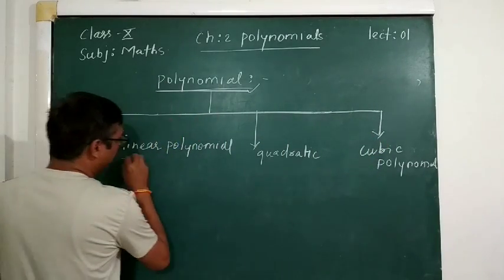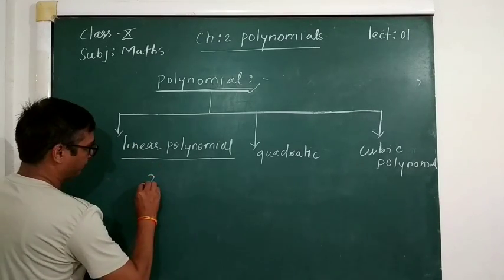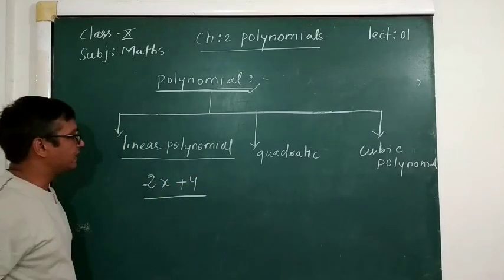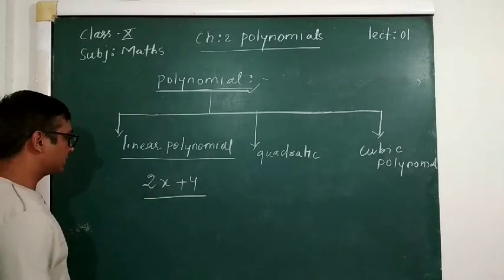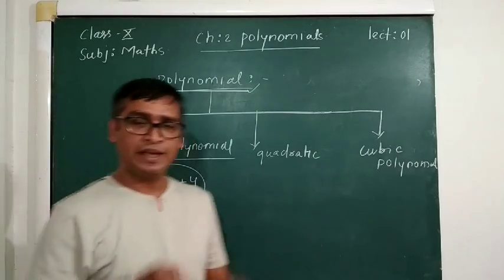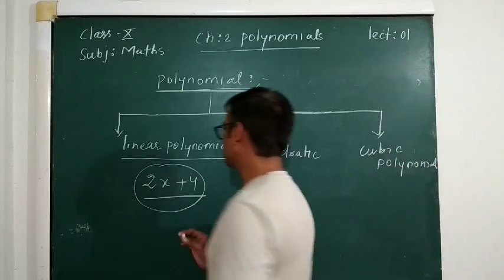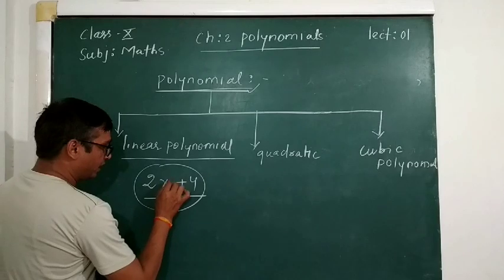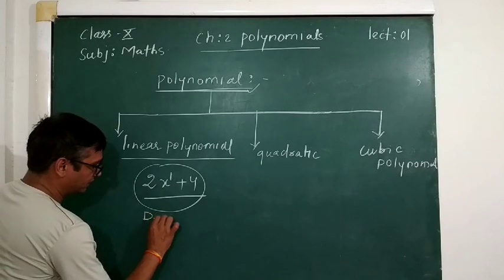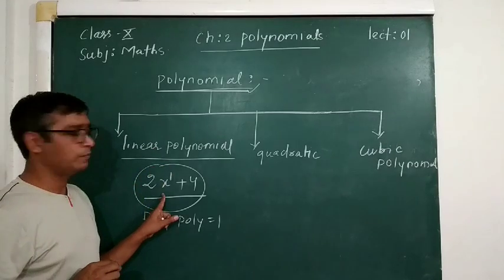Now what is this linear polynomial? Means the polynomials which contain, for example, 2x plus 4. So this can be called a linear polynomial. Means the degree of the terms should be 1. What is degree of the terms? Any variable that has the maximum exponent, that is the degree of the polynomial. So here you can see that x has power 1. So degree of the polynomial is 1. So it is a linear polynomial.